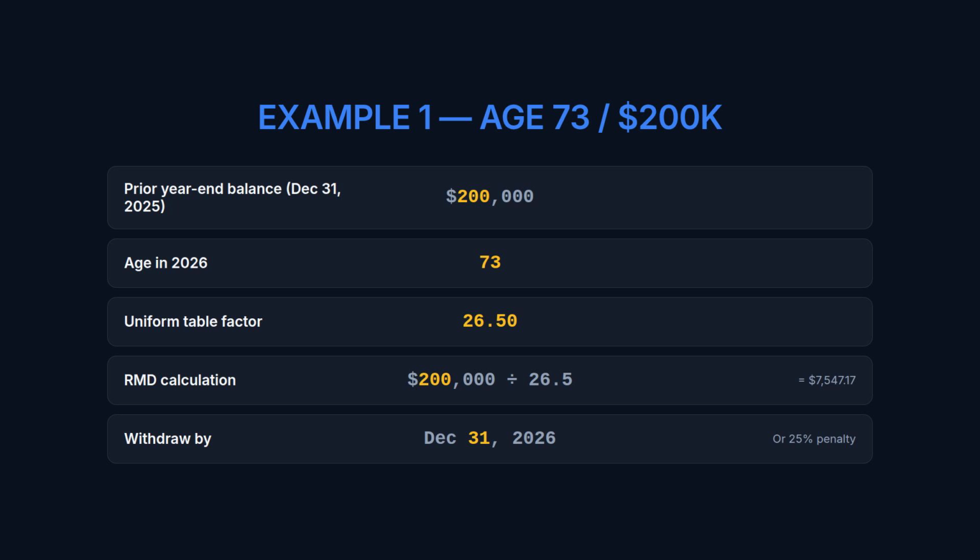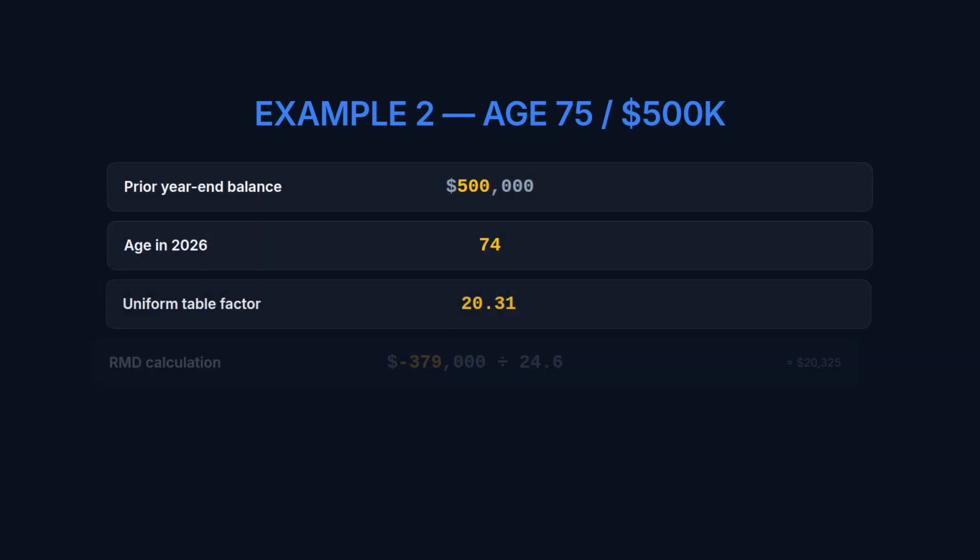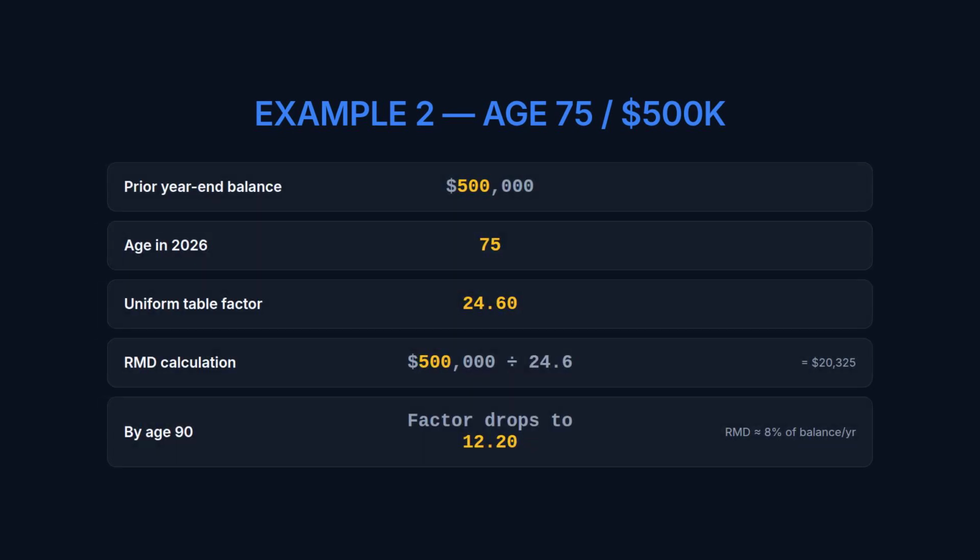Worked example 2. You are 75 in 2026 with $500,000 in your IRA as of December 31st, 2025. The Uniform Lifetime Table factor for age 75 is 24.6. RMD equals $500,000 divided by 24.6, which is $20,325. Notice the pattern. The older you get, the smaller the factor, the bigger the RMD. By age 90, the factor is 12.2. You are taking out roughly 8% of your balance every year.